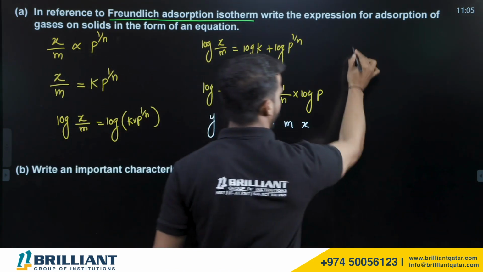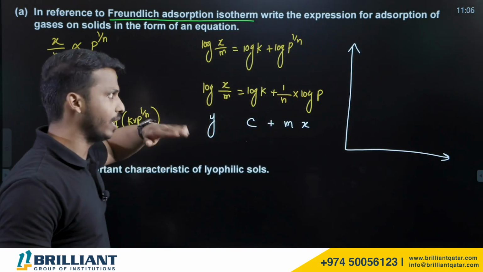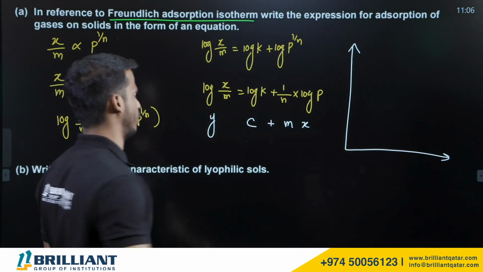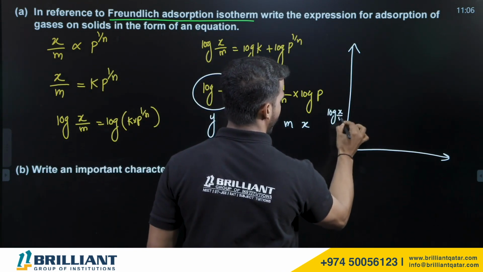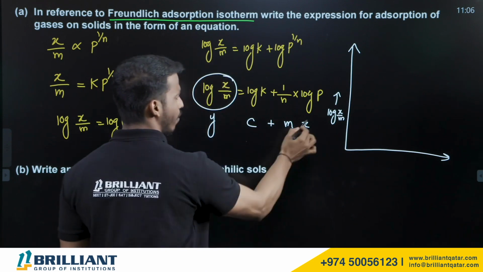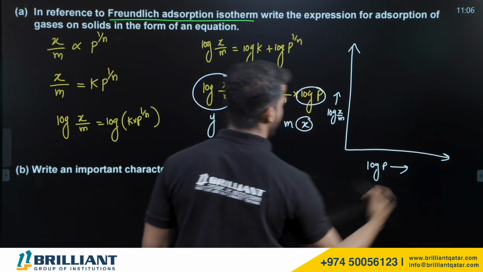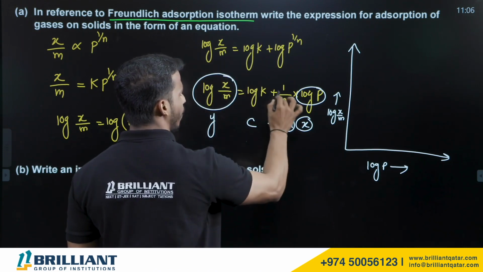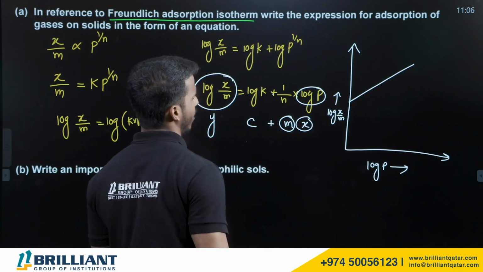So let's draw a graphical representation. Here you need to write only the equation, but they can ask you a question regarding graphical expression. On the y-axis, what do you have? Log x by m is on the y-axis. What do you have on the x-axis, dear student? Log p on the x-axis. Your slope is m, a positive slope, so the nature of the graph will be an inclined line.